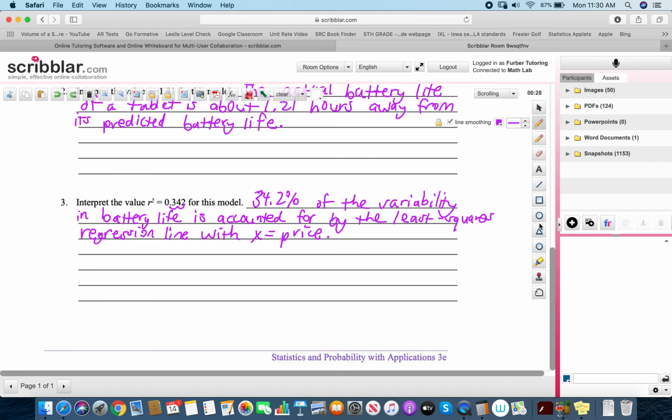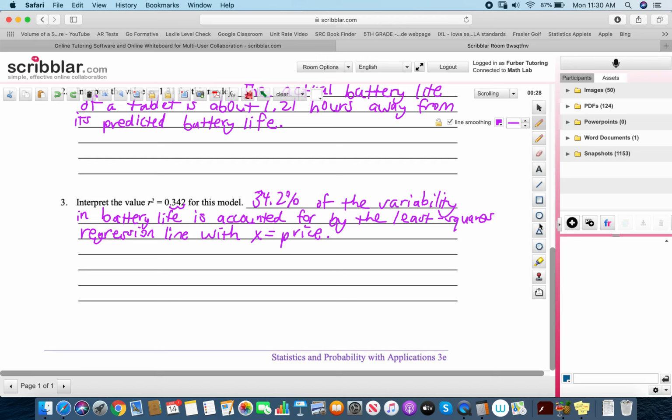So not that great of a prediction is what we're saying. If only 34.2% of the variability is accounted for by the price, then there are other factors playing a role in the variability of battery life. Maybe it is how long the applications run for, or how much power the individual apps are using.